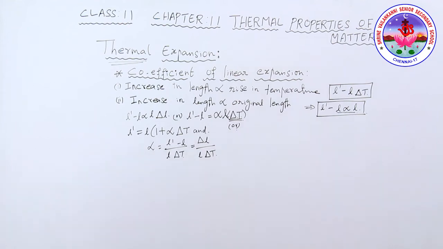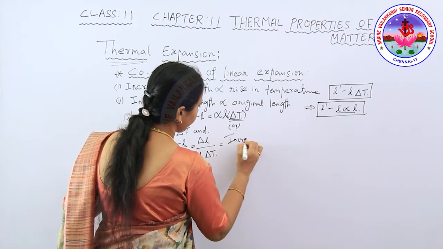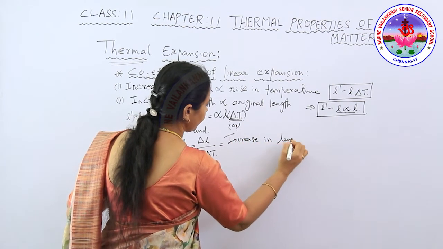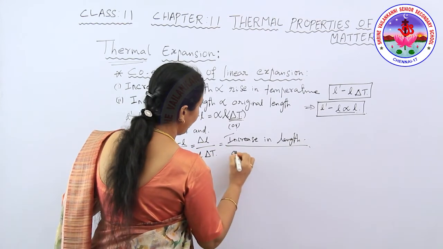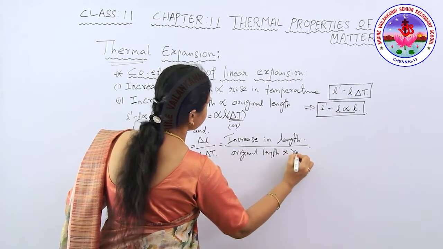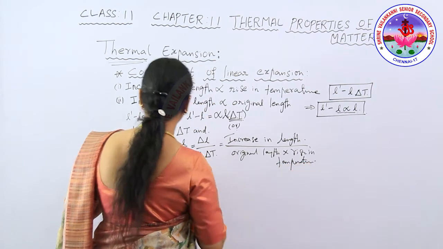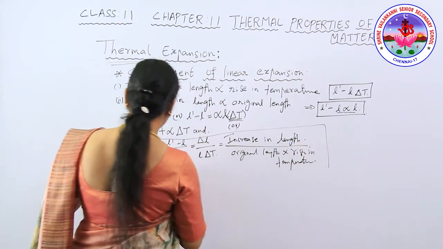This is the change in length. So this relation says that the coefficient of linear expansion equals the increase in length, whole divided by the original length into the rise in temperature. Okay, so this is for linear expansion.